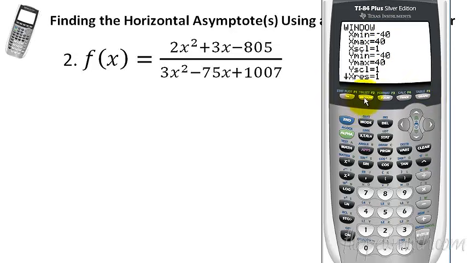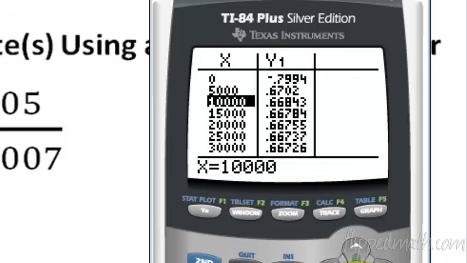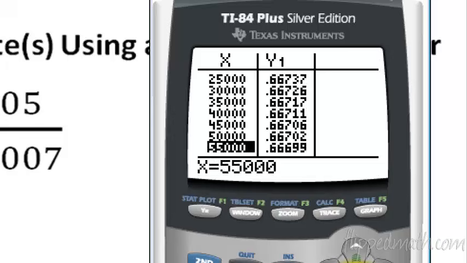But there's another way to do that, and that's with our table. Watch this here. If I do a second in table set, so I'm going to set up the table. Let's start, well, we can start at 0, but let's change by, let's do 5,000. Then when we go second and table, you can see here that the x value is going 5,000, 10,000, 15,000, and then this very quickly helps you to see what the y value is approaching.